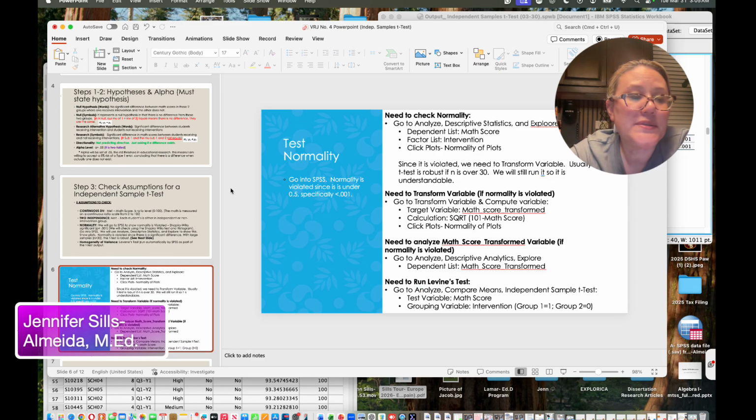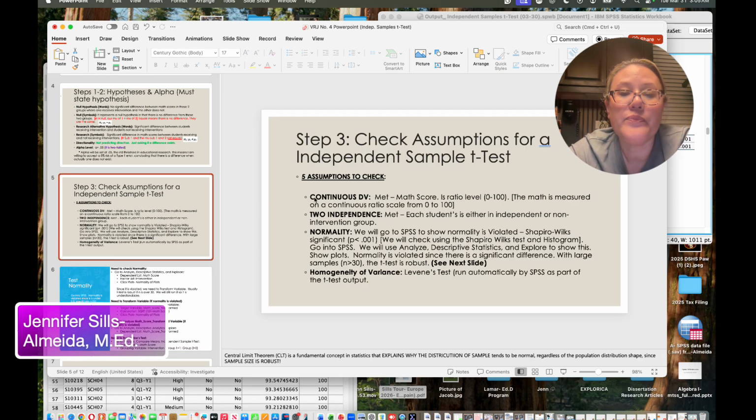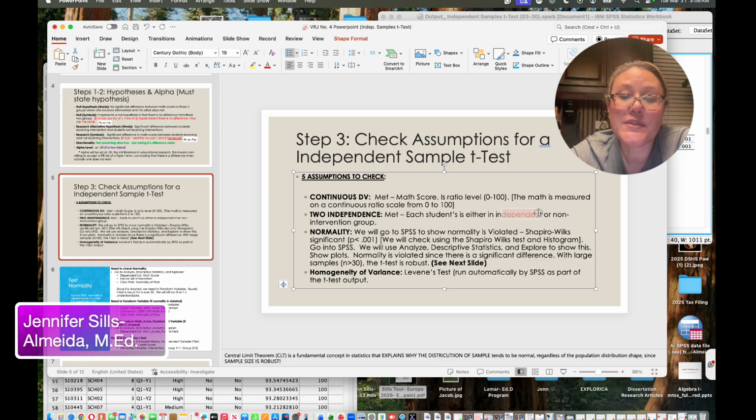The three assumptions that we're going to be looking at. So the first thing that we have to look at is a continuous dependent variable. We know that we have math scores at the ratio level, 0 to 100. That's how it's scaled. Two is independence. We've met this because we know that each student is either part of the intervention group or they're not in an intervention group.